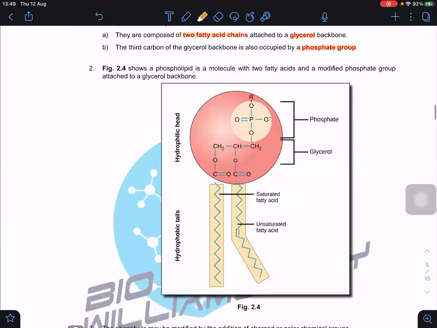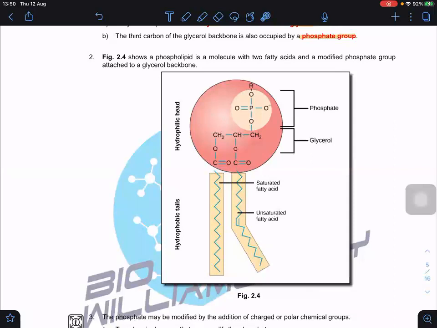If you look at the structure here, you can see that this is the glycerol. Glycerol is a 3-carbon alcohol: OH, OH, OH. So how does the reaction take place? The reaction takes place between the alcohol and the fatty acid. The bonds that form, C double bond O here, are what we call the ester bonds. Can you see that? And the third alcohol group here is attached with the phosphate group.